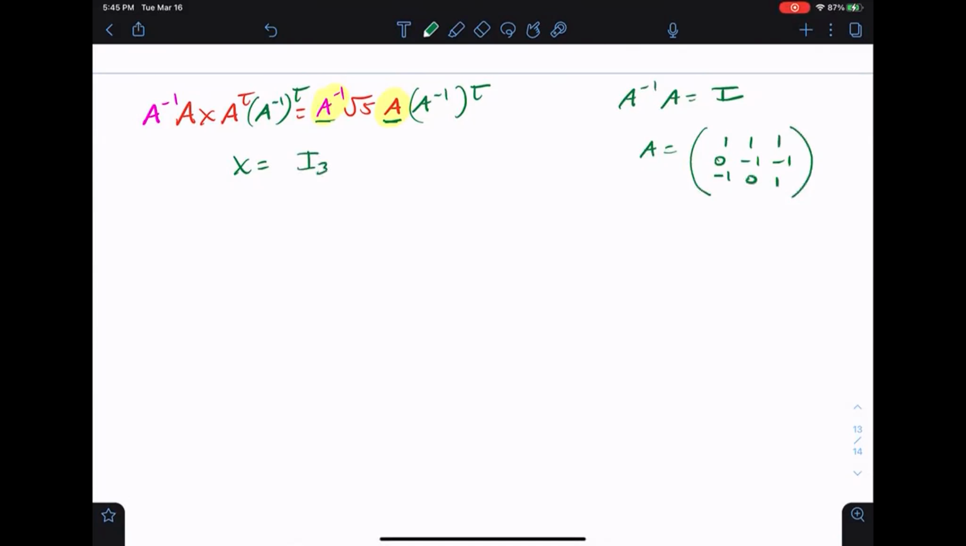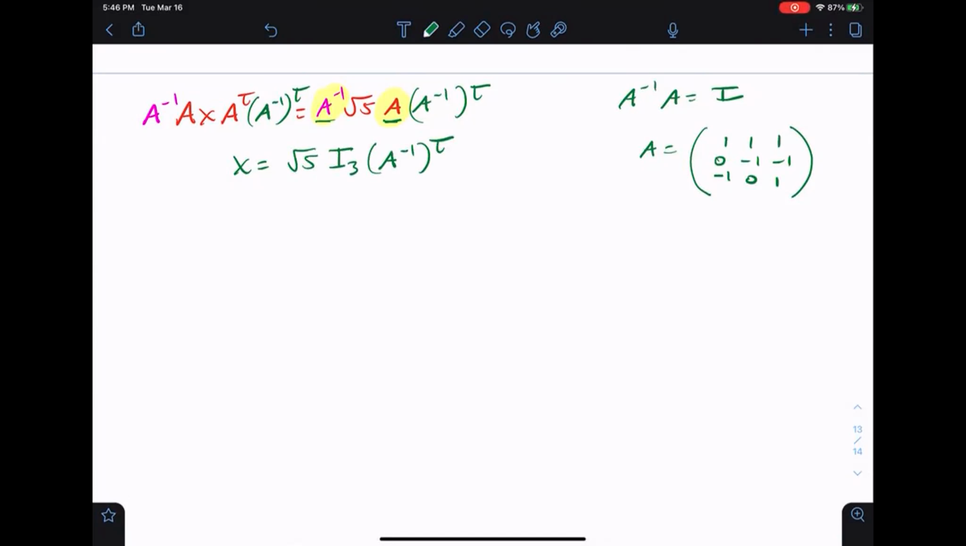Times the square root of 5 if you want. You can put that square root of 5 here or there, it doesn't make a difference. So let's do that. Square root of 5 times I3, which is the identity of a 3 by 3 matrix. And you need to find A inverse transpose, right? Or A transpose inverse, it's the same thing. So how can we calculate this?